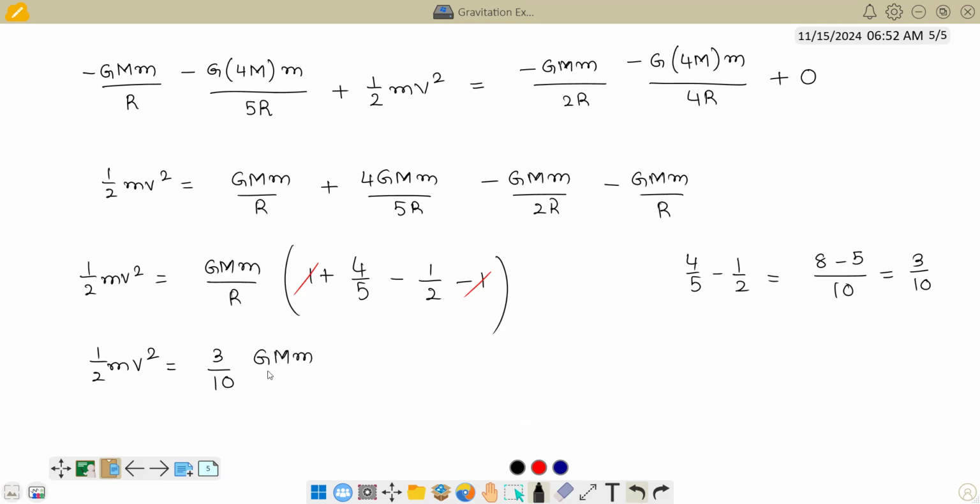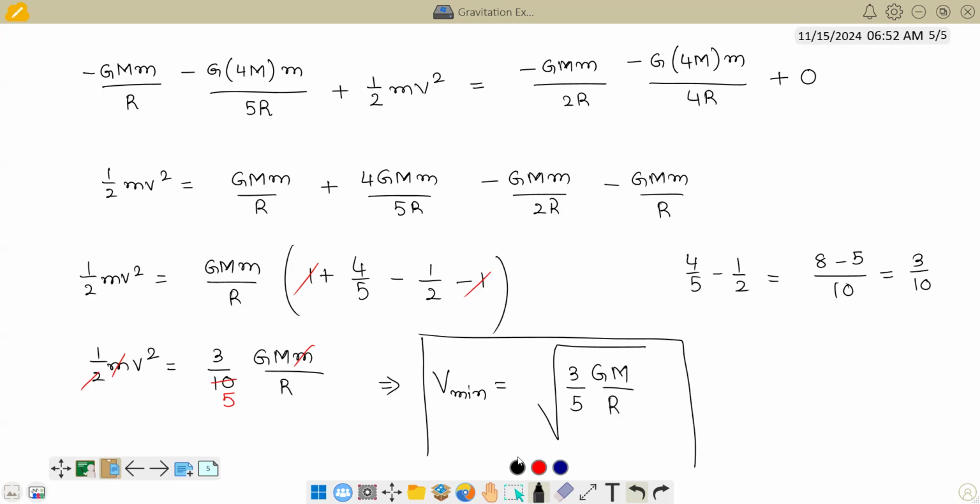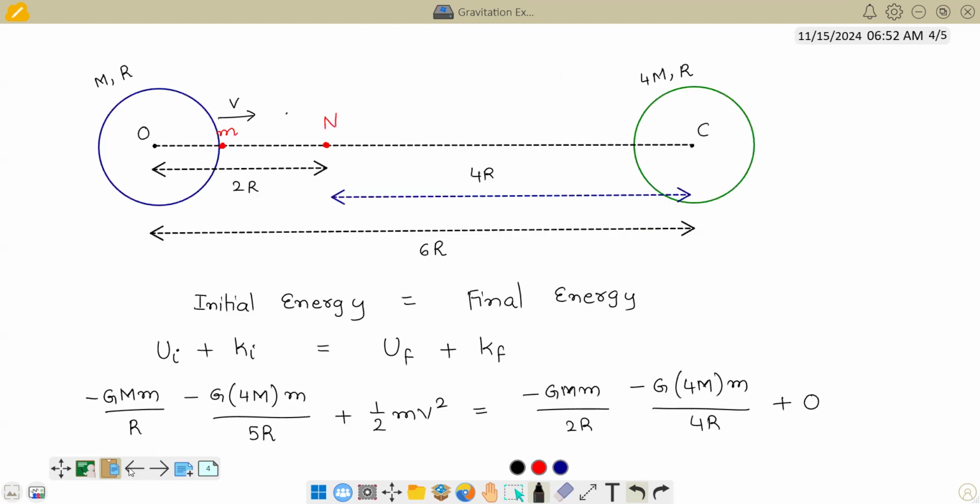So half mv squared equals 3 by 10 GMm by r. We can cancel this 2 five times, and this m we can cancel as well. So finally we get the minimum velocity required equals root of 3 by 5 of G into capital M by r. This is the minimum velocity required for this small m to exactly cross the null point.